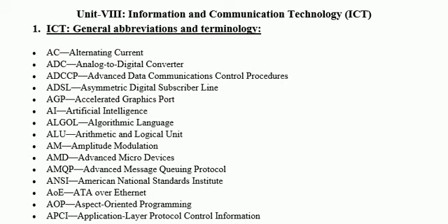Next one is AGP. AGP stands for accelerated graphics port. The next one is AI. Nowadays AI is a very important term in our life. It is nothing but artificial intelligence. This technique is nowadays used in so many robots.